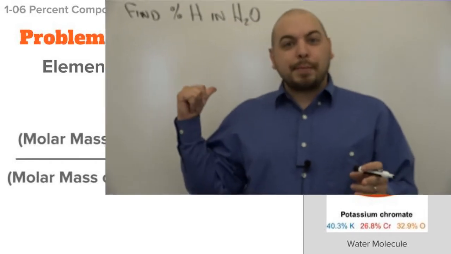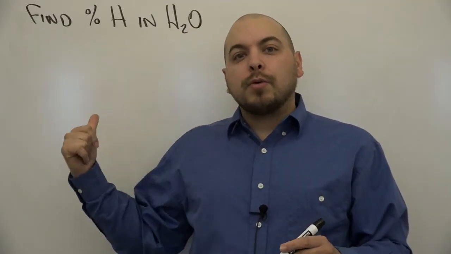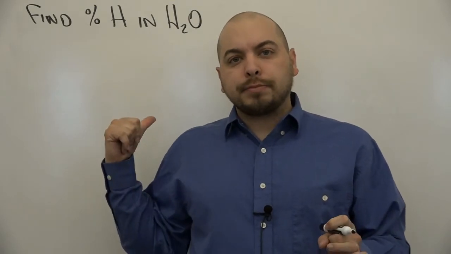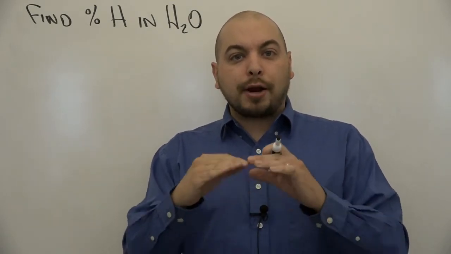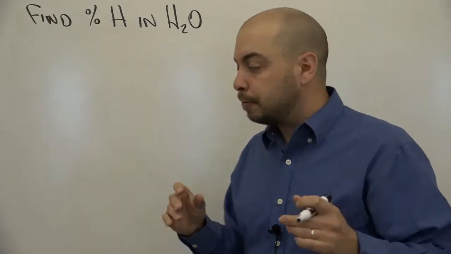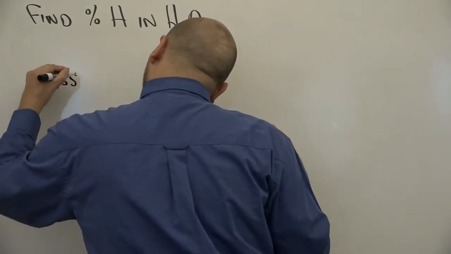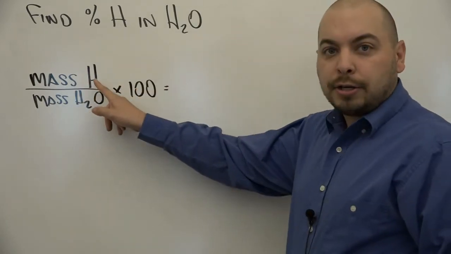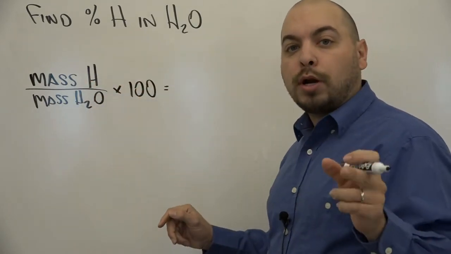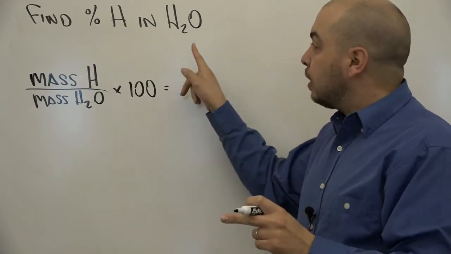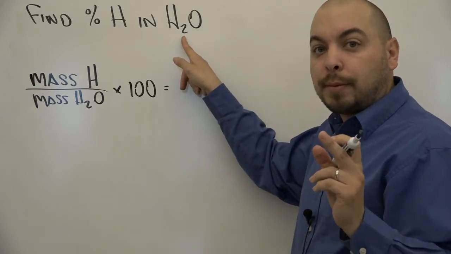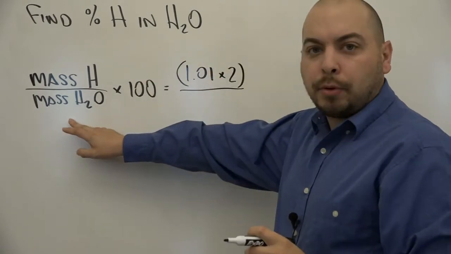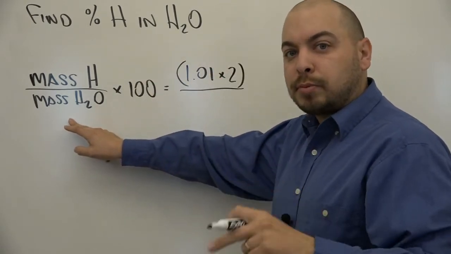All right, let's do an example problem. In this example problem, we're going to find the percent of hydrogen in water. First, we're going to write out our general formula for percent composition. Now the mass of hydrogen, each hydrogen atom is 1.01 grams per mole. Because there's 2 in the compound, we need to multiply that by 2. And we're going to divide by the molar mass of water, which is 18 grams per mole.